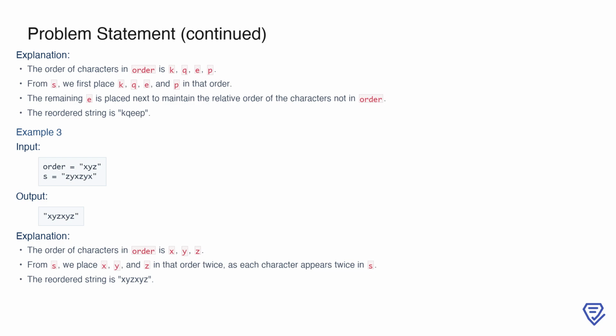Here's one more example to solidify the concept. Imagine order is XYZ, and s is ZYX. The custom order tells us to prioritize X, Y, and Z in that order. Looking at s, we see that each of these characters appears twice. So, we first arrange the X's, then the Y's, and finally the Z's, preserving their frequencies in s. The result is XYZ. This example highlights how the custom order dictates the placement of characters while considering their counts in s. When a character appears multiple times, we include all its occurrences in the correct order, ensuring that the output string respects the priorities defined in order.